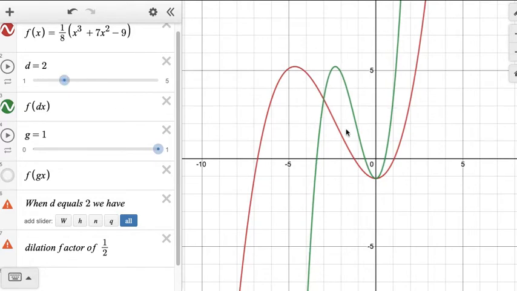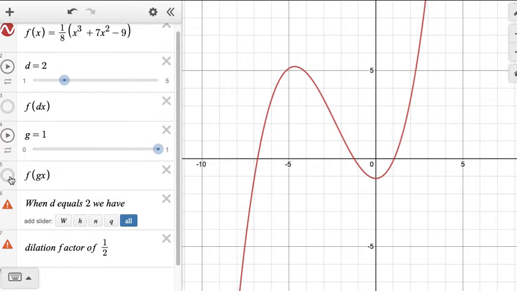And you can see that the graph has counterintuitively become slimmer, even though a 2 might indicate to you, you might think it should be twice as wide, okay? But what's actually happening there is, when d equals 2, we actually have a dilation factor of 1/2, okay? And we have to get our heads around that, okay? Now, that's one case.